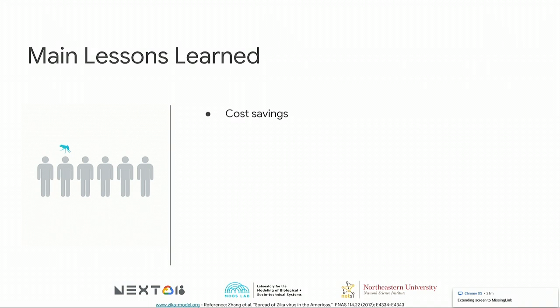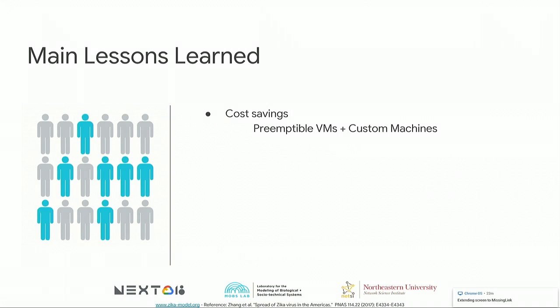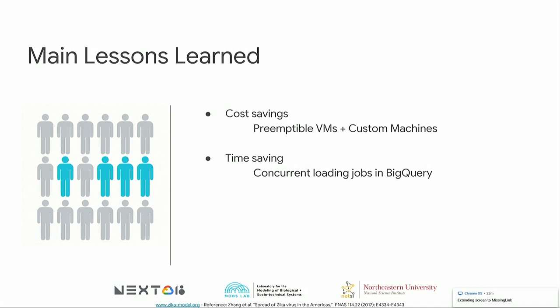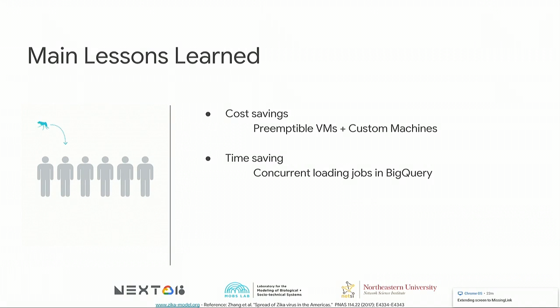First off, we learned that in order to save money, it was actually better to move from standard VMs to preemptibles, because that essentially allowed us to run 5 simulations for the price of 1, and to profile GLEAM, so to profile our software, for example, in terms of memory usage, to then allow us to use custom machines instead of regular instances. And in terms of time saving, what we found was that it was extremely beneficial to run many concurrent loading jobs in BigQuery to drastically reduce the amount of time we had to wait to populate the database with all the terabytes of data that we were generating.